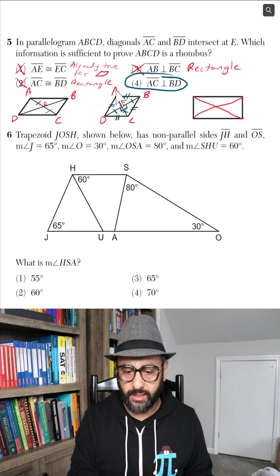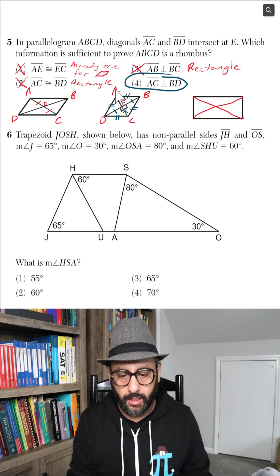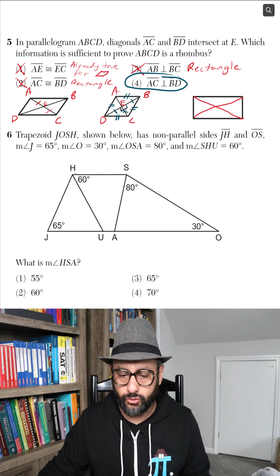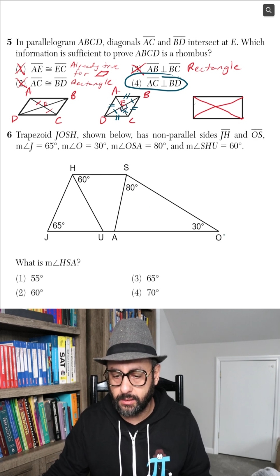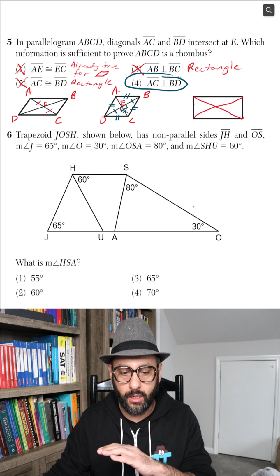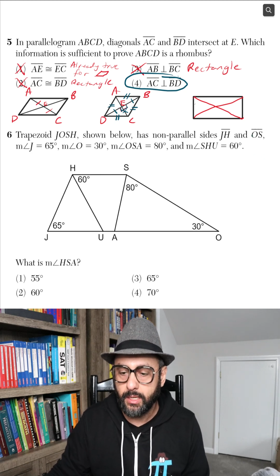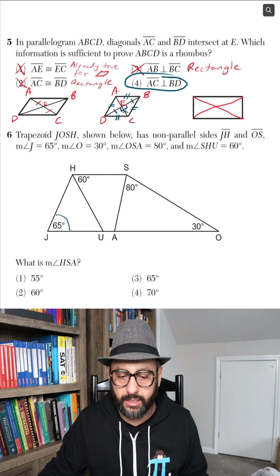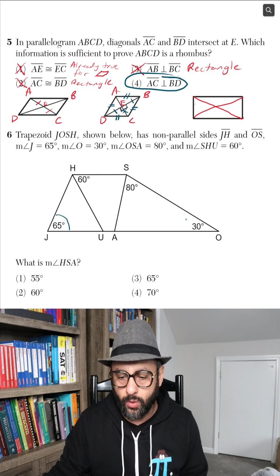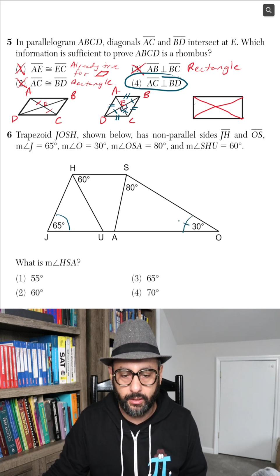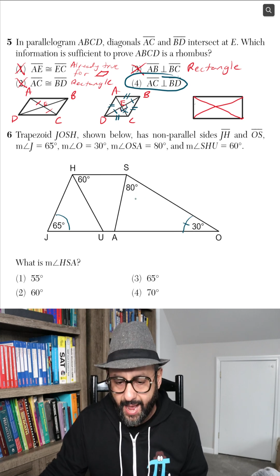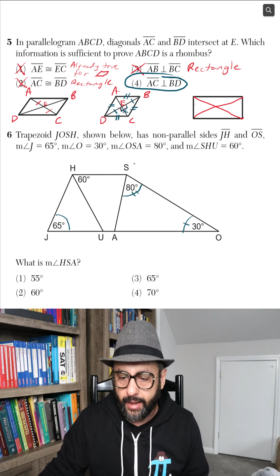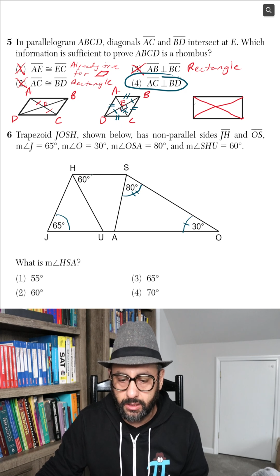Let's hop over to number 6. Trapezoid JOSH, shown below, has non-parallel sides JH and OS. So it is a proper trapezoid, not a parallelogram. And the measure of angle J is 65 degrees. It sure looks like it's 65 degrees. The measure of angle O is 30 degrees. Sure, that looks like a 30-degree angle. The measure of angle OSA is 80 degrees. That does look like an 80-degree angle. And the measure of angle SHU is 60 degrees.